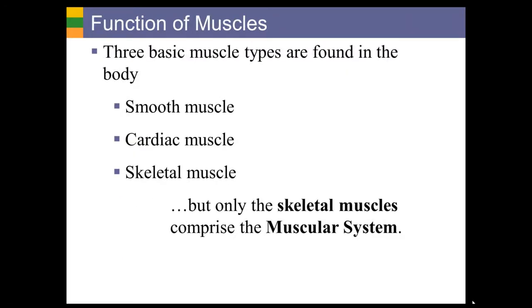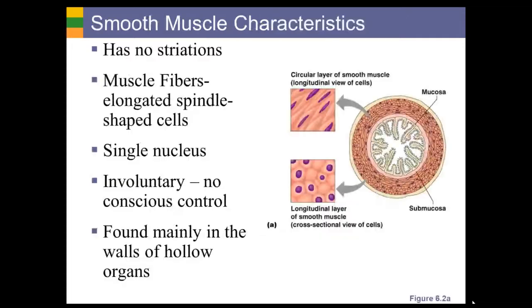Now, there are three basic types of muscle tissue: smooth muscle, cardiac muscle, and skeletal muscle. But I want to point out that only skeletal muscles comprise the muscular system. So when you hear the term muscular system, it only refers to skeletal muscle. It does not refer to cardiac muscle, and it does not refer to smooth muscle.